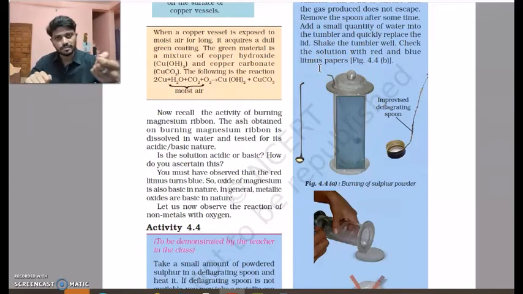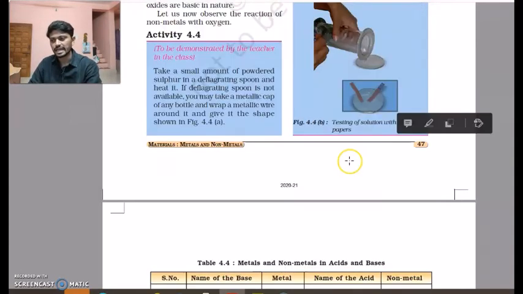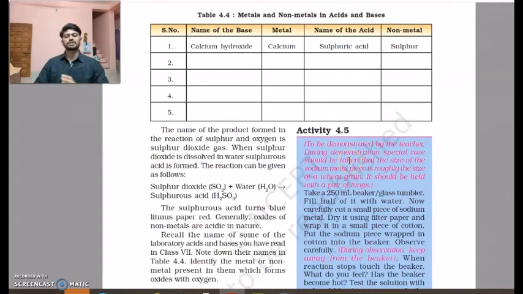Now add maybe a spoon of water to this test tube after the burning of sulfur. Then place the blue litmus paper within the solution, and you will observe that the blue litmus paper has turned red. So we can say that in general, all the non-metal oxides are acidic in nature.